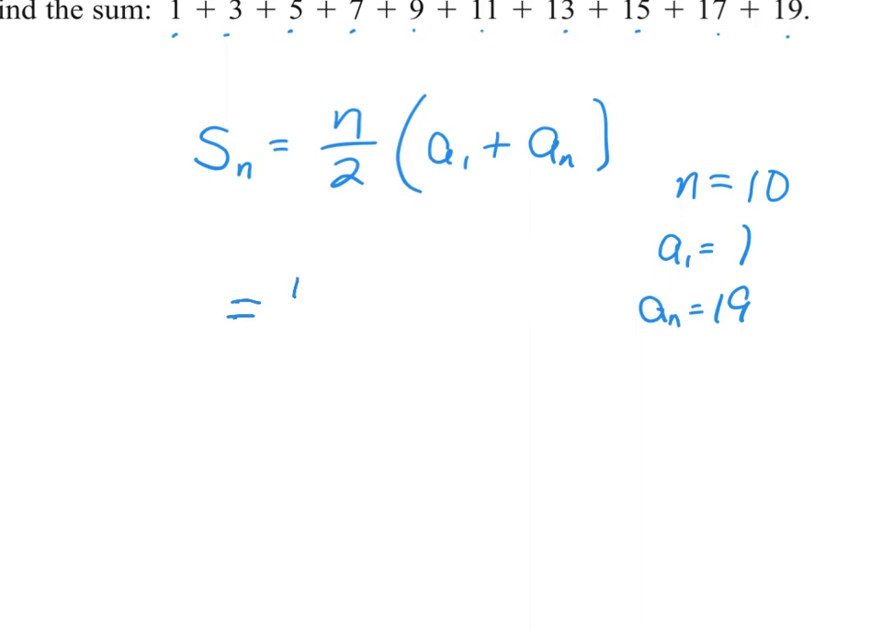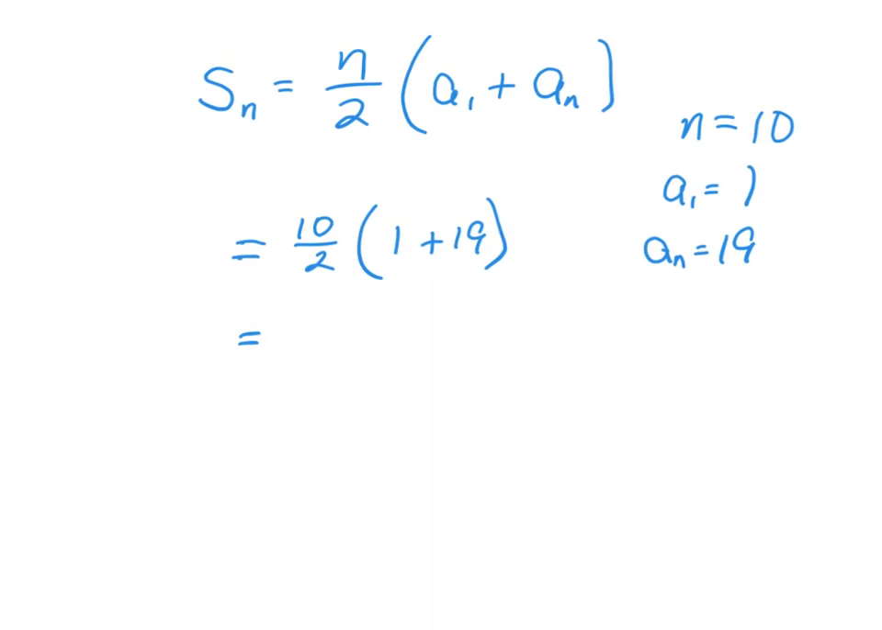So we have 10 divided by 2. Agreed? And then a sub 1 is 1 plus 19. This is what I need to see. I know you smarty pants can just add everything in your calculator and do that to check, but I need to see this work. 10 divided by 2 is 5. What's 1 plus 19? 20.